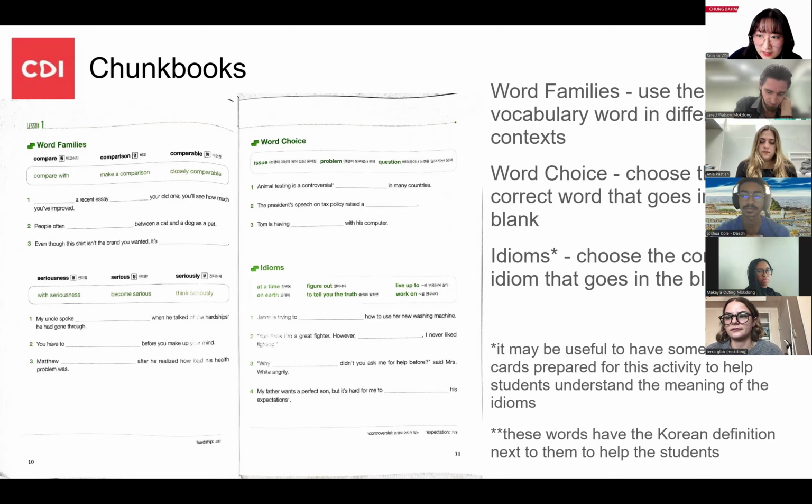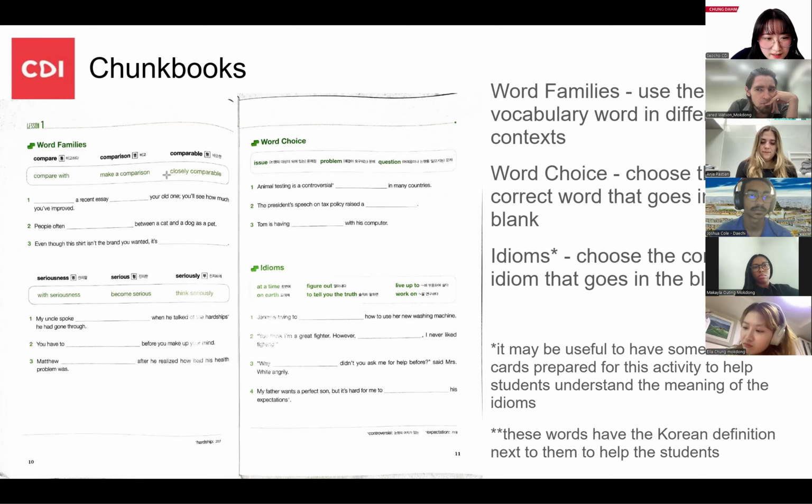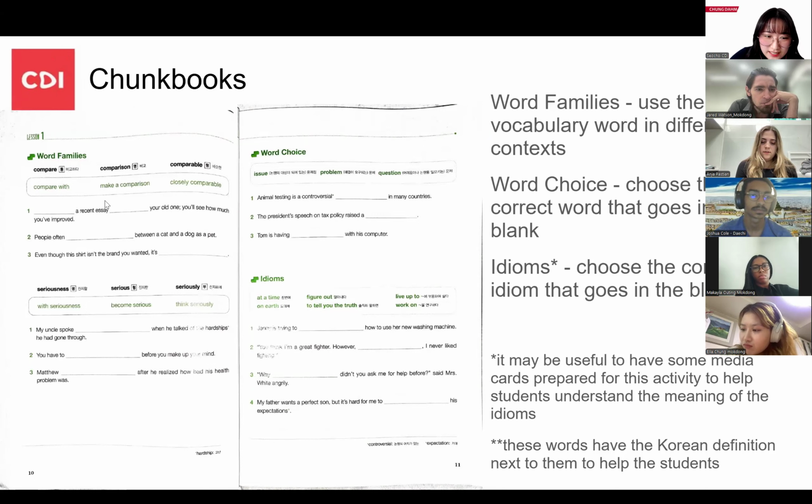So on the left side, we have word families. You need to use the vocabulary word in different contexts. So you can see here the word is compare, but we also have comparison, comparable, same root word here. And then in the green, we have the word in different contexts as well. So they need to use these words in the context of the sentences for the activity. And then same thing down below for serious.